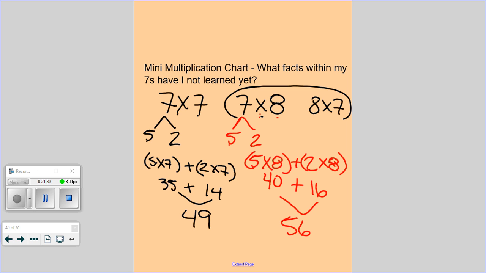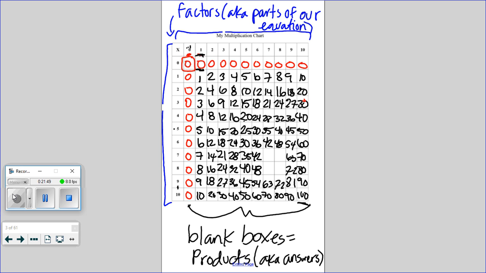If I break apart the 4 and do 4 times 7, 4 times 7, I get 28 plus 28. 28 plus 28 is also 56, because these are the same value. Yep, Hunter, yes. Alright, so let's look at our mini multiplication chart.